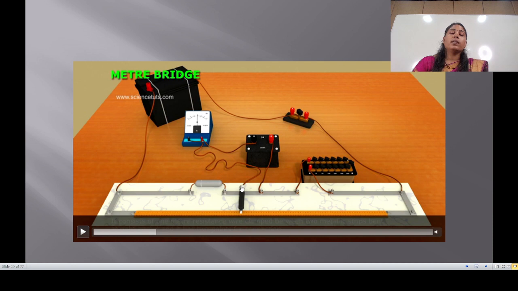At one terminal of the jockey, the negative terminal of the galvanometer is connected, and the positive terminal is connected to the power supply. Here is a battery, here is a jockey, and here is a one-way key. A, B and C are the slots. Here is the battery supply, here is a tap key. One terminal of the power supply is connected to the positive, and another terminal is connected to the C point.